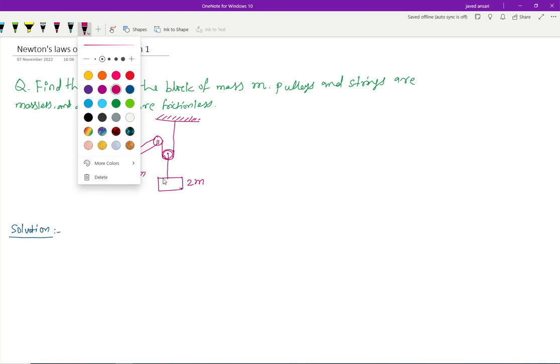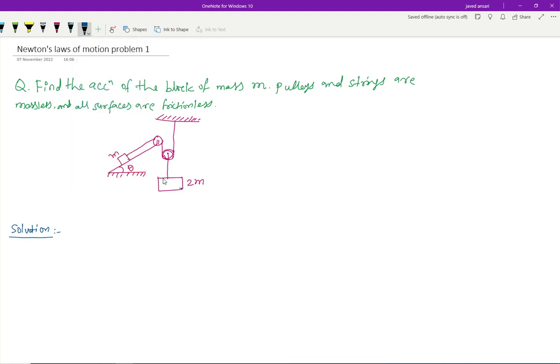What is the approach we follow? We'll have to draw the free body diagram of each of the systems, and then we can balance the forces using Newton's laws of motion. So let's draw the free body diagram of 2m, right? How will it look? It will look like this. So this is mass 2m, its weight will be downward, which is 2mg.